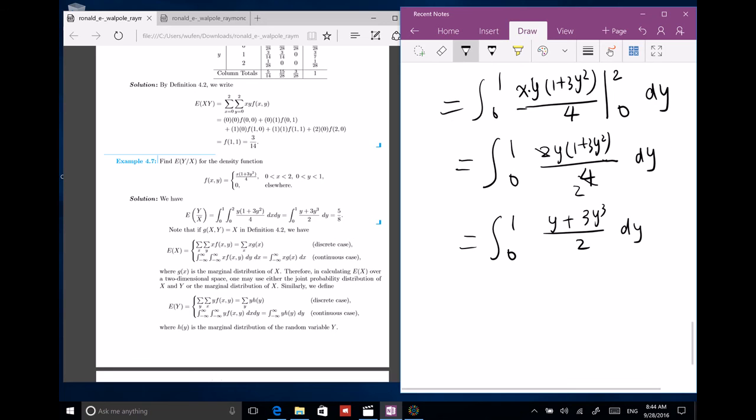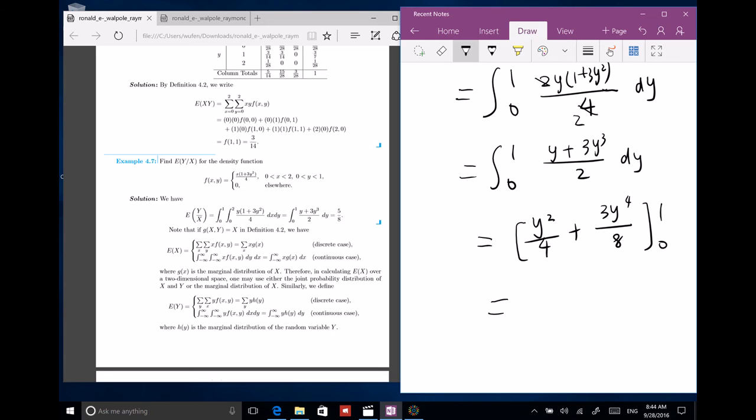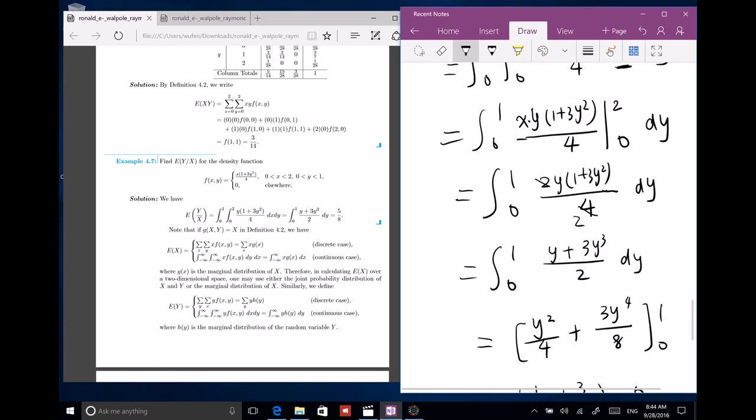Now we take the antiderivative. It's going to be y squared over 4 plus 3y to the power 4 divided by the new power, which is 8. Plug 0 and 1 into it. Plugging in 1 gives 1 over 4 plus 3 over 8, plugging in 0 gives 0, so the final answer is going to be 5 over 8. Okay, this is the integral part.